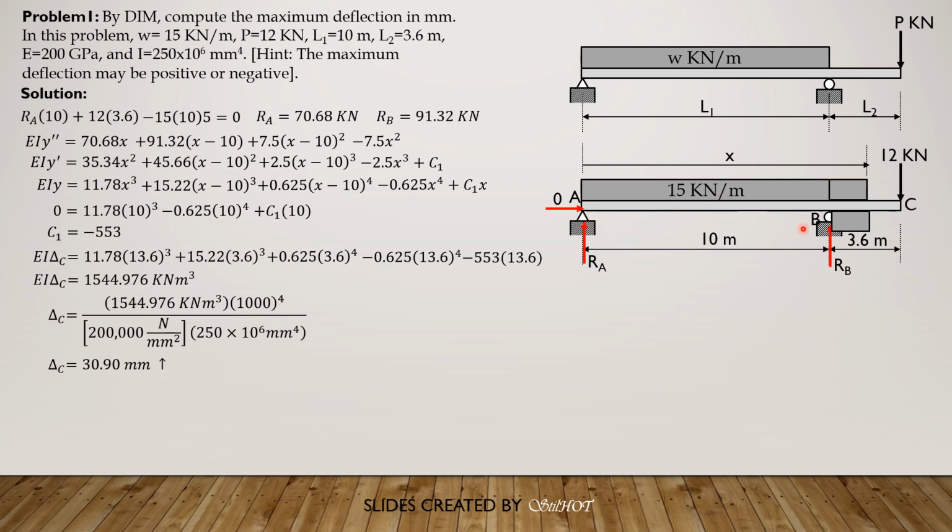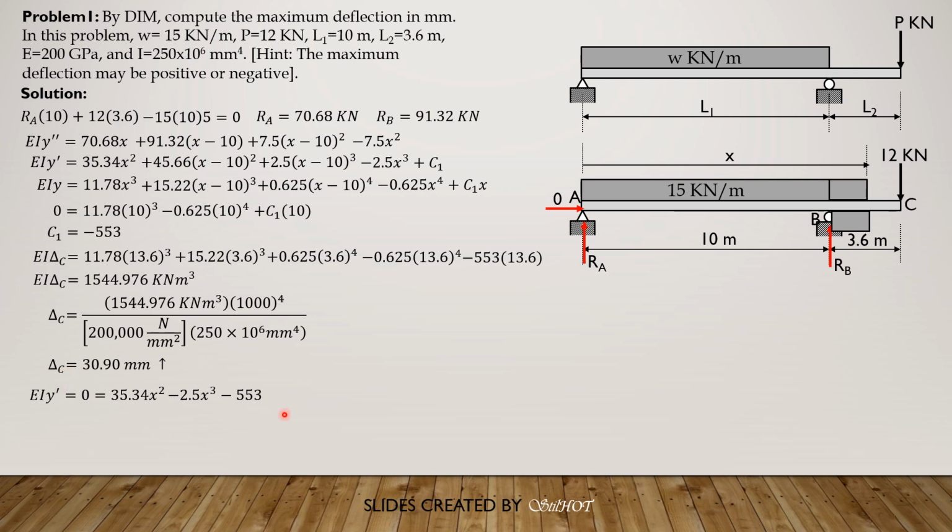Next, for maximum deflection between the supports, since the slope of the tangent at the lowest point is horizontal or 0, then we set EIY prime, because this represents the slope, to 0. And we ignore the second term, which is x minus 10 squared, because we expect that the value of x is less than 10. And so this is negative, this is also negative, so we ignore these two. So 0 equals 35.34x squared, then minus 2.5x cubed, then minus plus C sub 1 or minus 553.